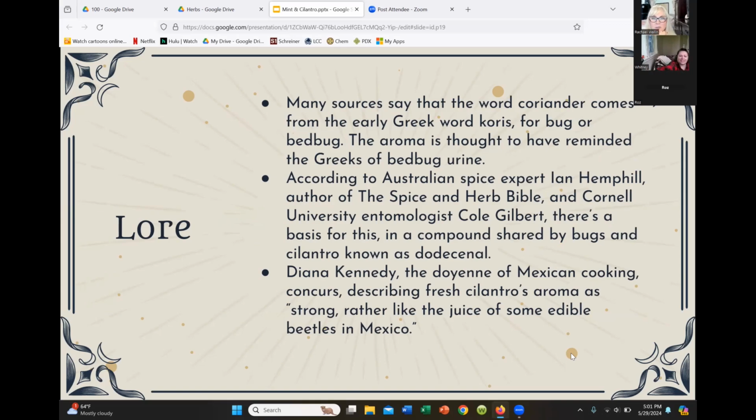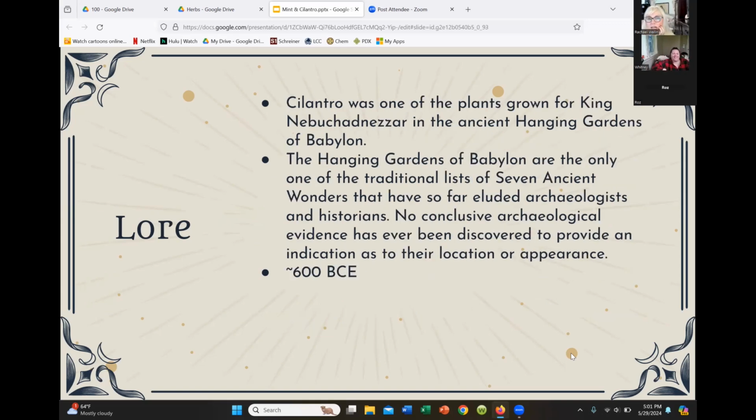I'm not as concerned about the beetles. Yeah, it's a little less. Something about bed bug urine is not appetizing. It ruins it.